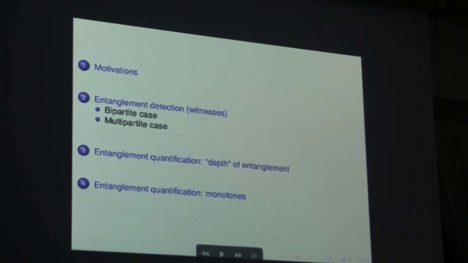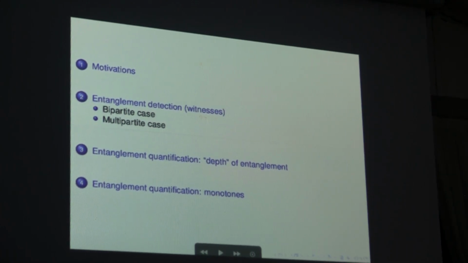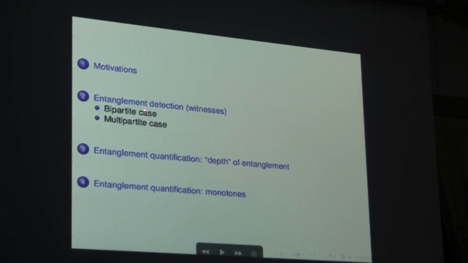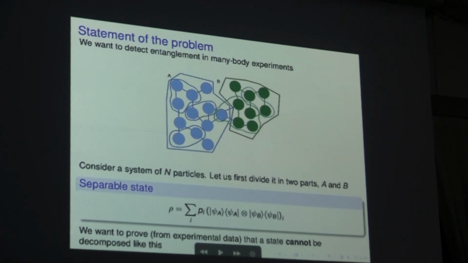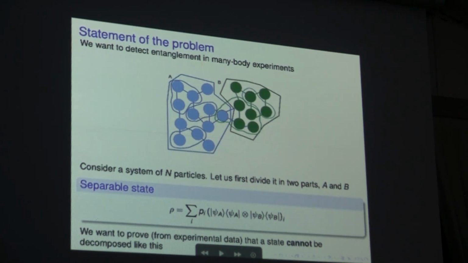So just to give a quick glance of how the talk will be, I will try to be quite pedagogical, but essentially I will touch three things. One thing is how to detect entanglement in the lab, based on the experiments in the collective measurements, and then how to quantify entanglement in two slightly different ways. And I will present some results also from experiments. But first let me start with stating what I mean by entanglement and the problem itself.